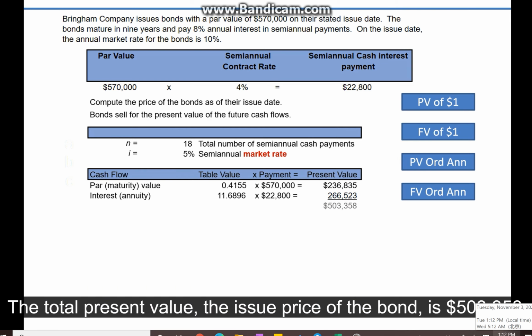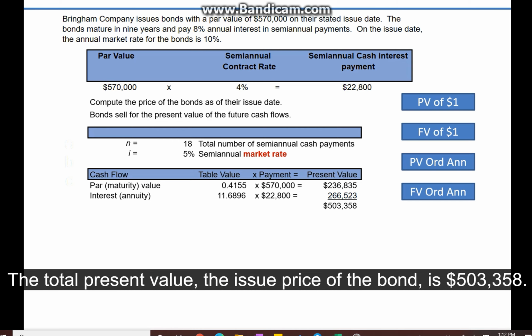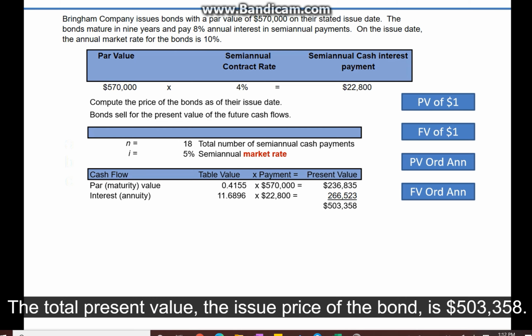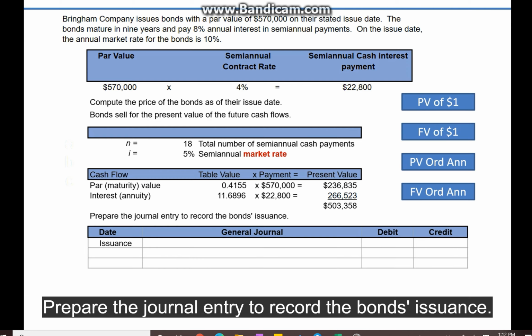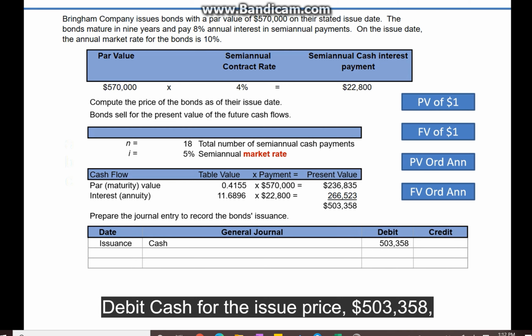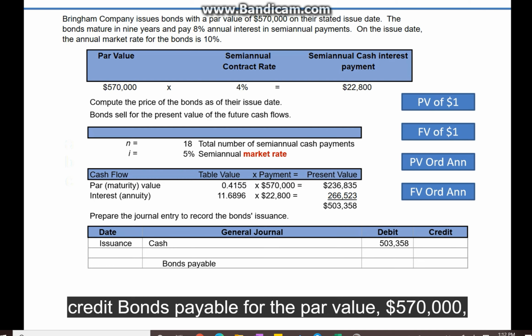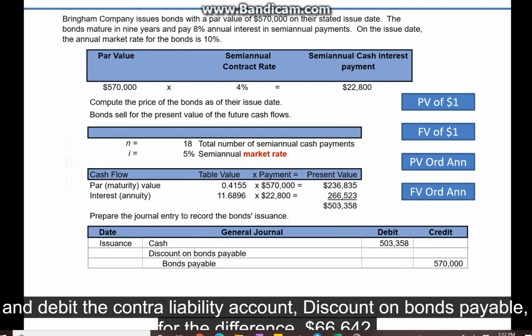today. The total present value, the issue price of the bond, is $503,358. The bonds do in fact sell at a discount. Prepare the journal entry to record the bond's issuance. Debit cash for the issue price, $503,358. Credit bonds payable for the par value, $570,000, and debit the contra liability account, discount on bonds payable for the difference, $66,642.